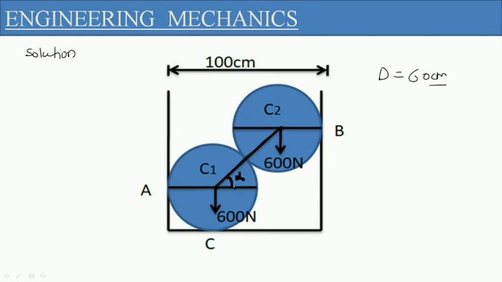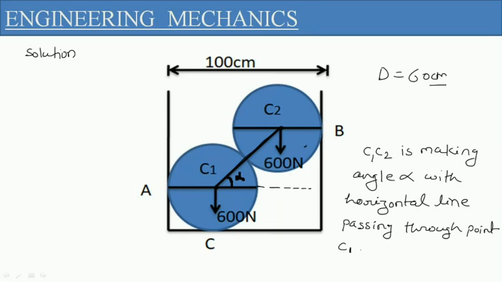Now if we draw a horizontal line from this point C1, this is our horizontal line, and I am extending this line. This inclined line is making an angle alpha with the horizontal line which is passing through point C1. This angle we will define as alpha. Now if we draw a vertical line from point C2, this line intersects the horizontal line, and let us define this point as point D.